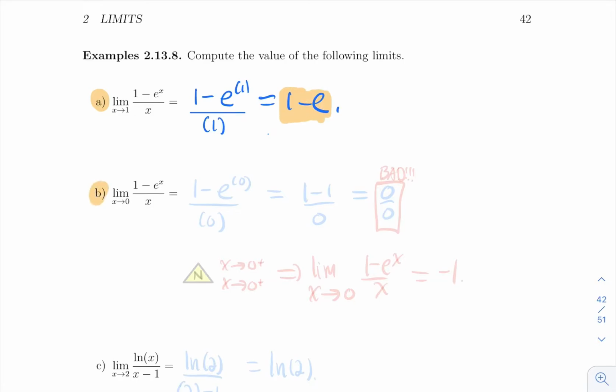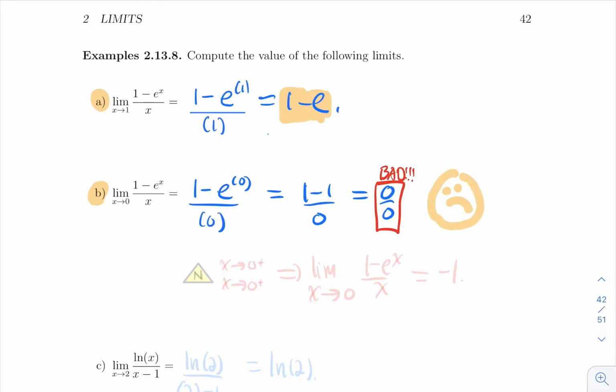Next, I'm going to plug in 0. We have the same formula, but the limit as x goes to 0 of (1 minus e^x) over x. So you get 1 minus e to the power of 0, over 0. e to the 0 is 1, so you get 1 minus 1 over 0. Whoa, 0 over 0, that's pretty bad. So you get the bad form here.